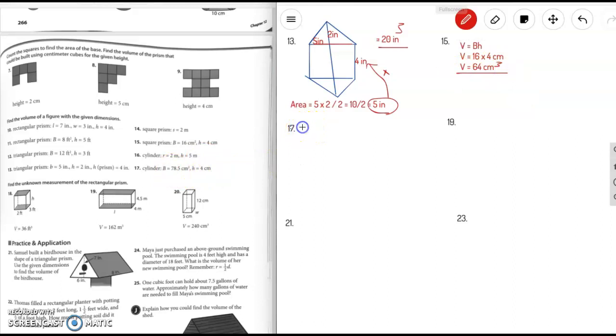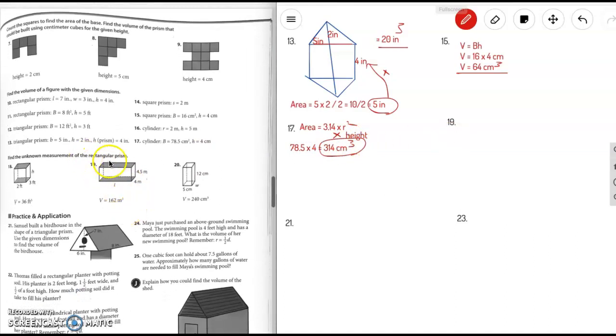17. Cylinder. Great. So remember, area of a circle is this. Okay, and you're going to do this times height. All right, 17 says the base is, oh, it already tells us. Oh, lovely. So all you got to do is 78.5 times 4. We don't, because they already calculated the area of the circle for us. That's nice of them, isn't it? Saving us some time. All right, that's it.